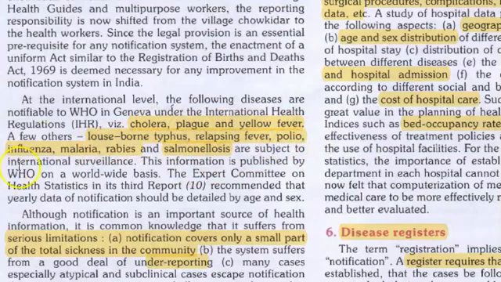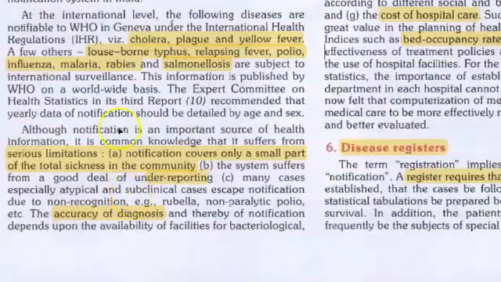Obviously, polio you will report, malaria, rabies. Okay, rabies, polio. So many things are there actually. Okay, that is WHO level, at international level. I think in India, tuberculosis, etc. will become notifiable diseases. Okay, so what are the problems with notification?